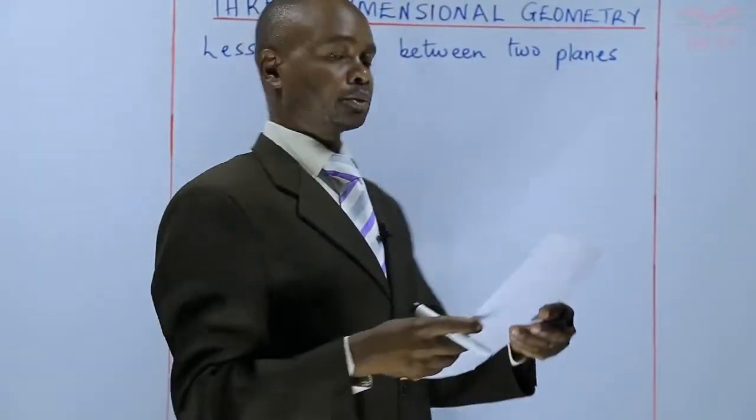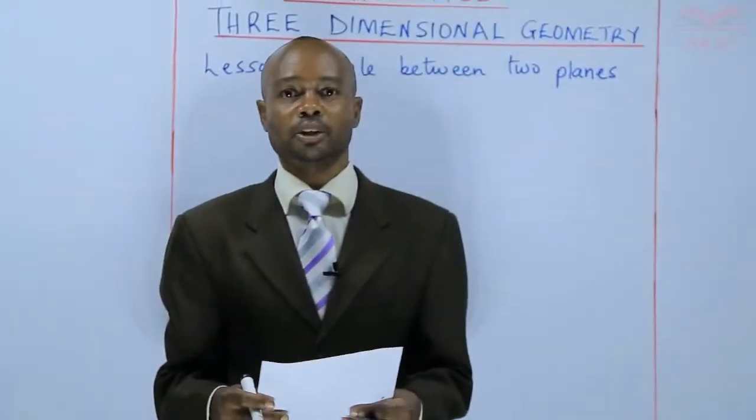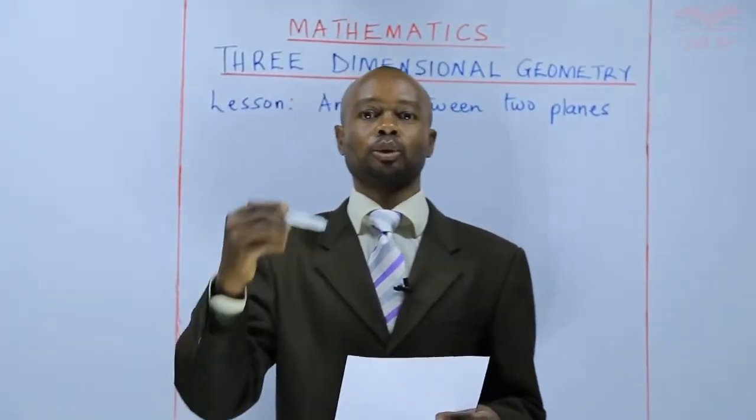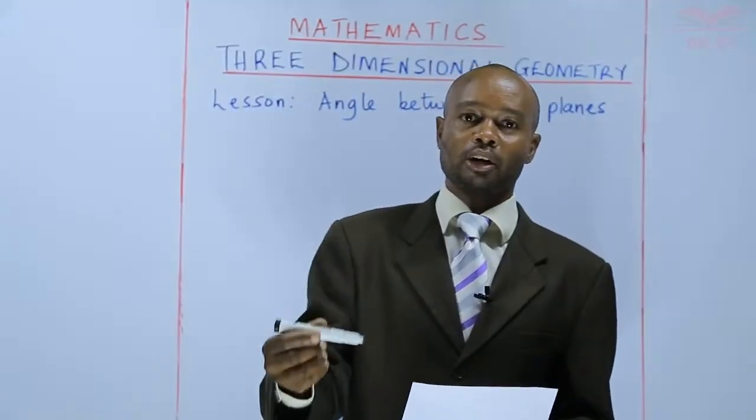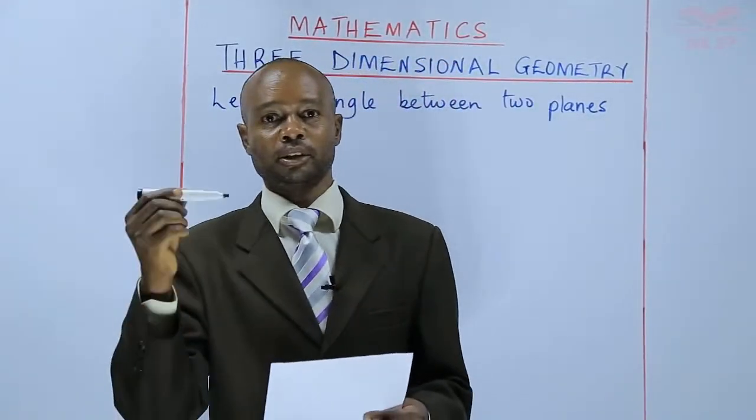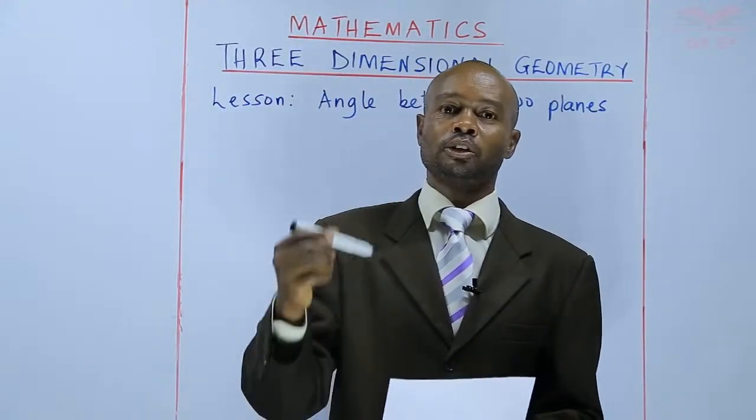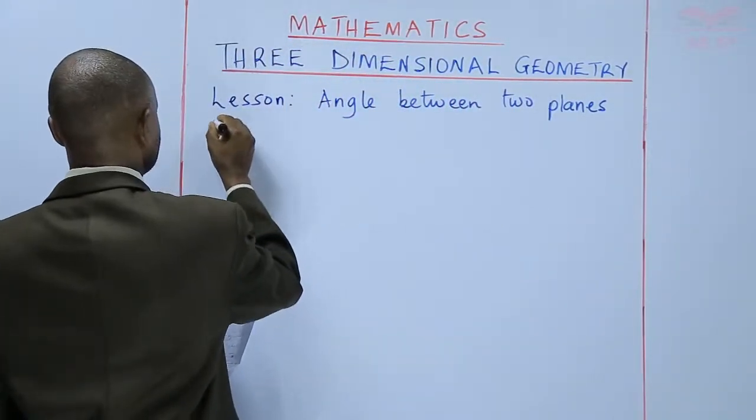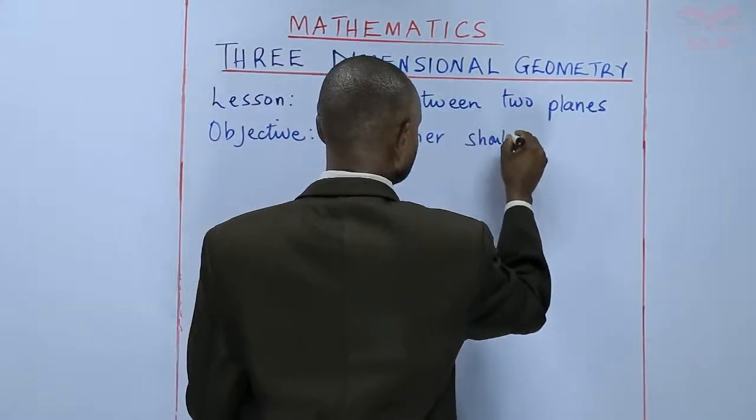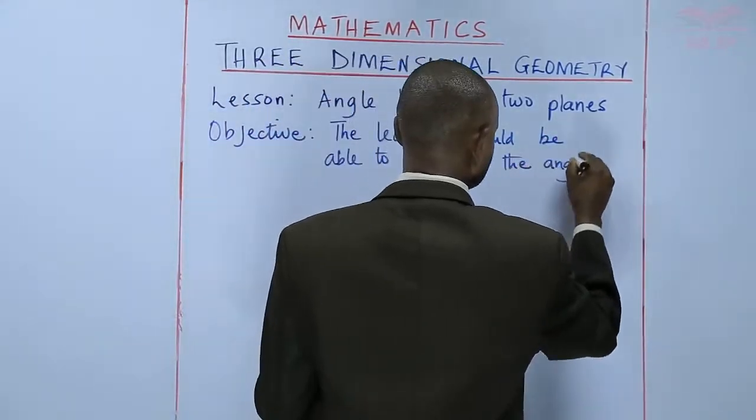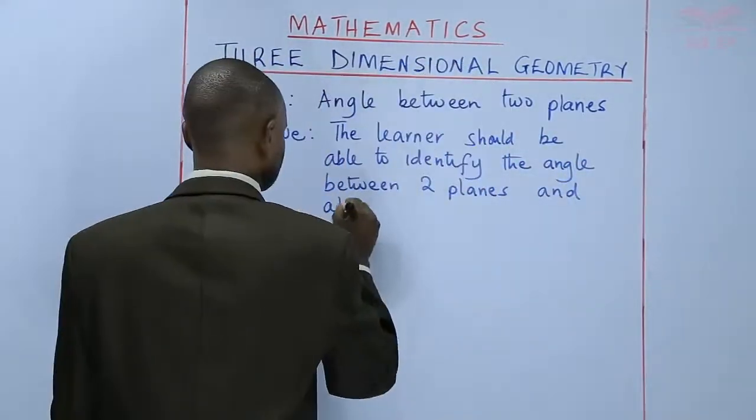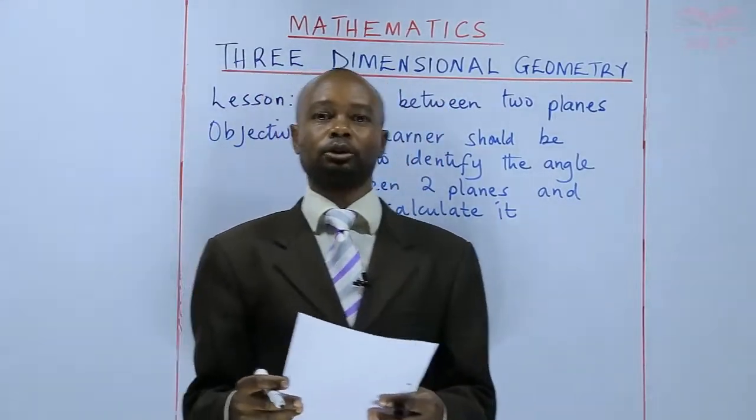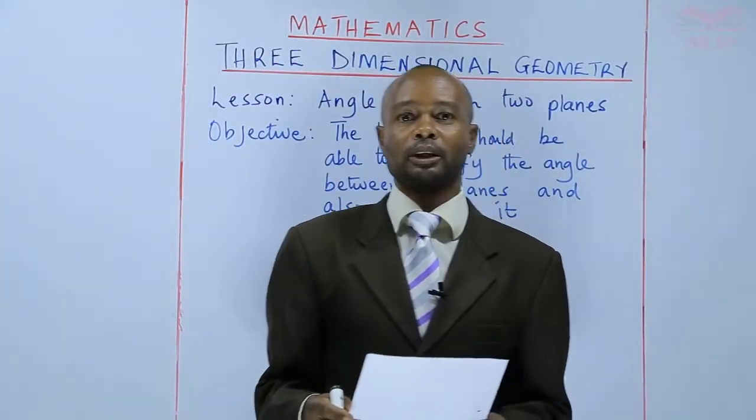And as usual, our lesson should have an objective. So at the end of this lesson, the learner should be able to identify an angle between any 2 given planes and also calculate it.